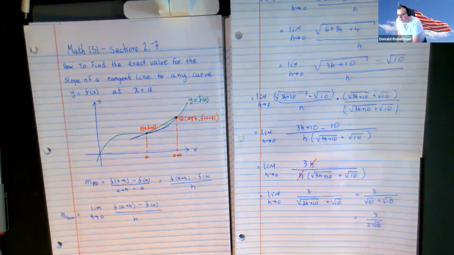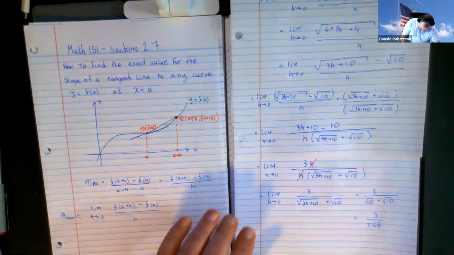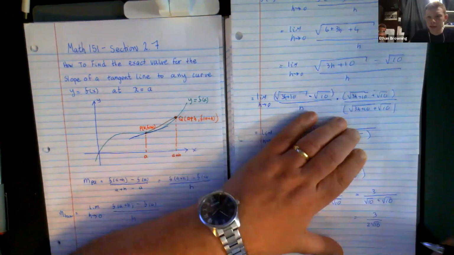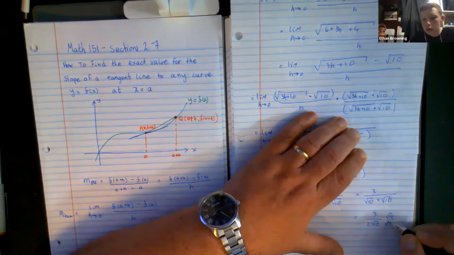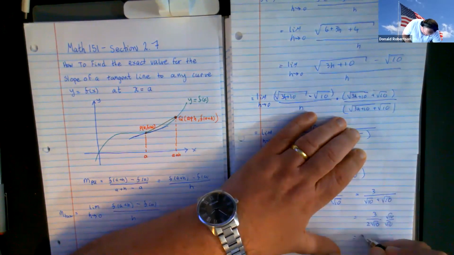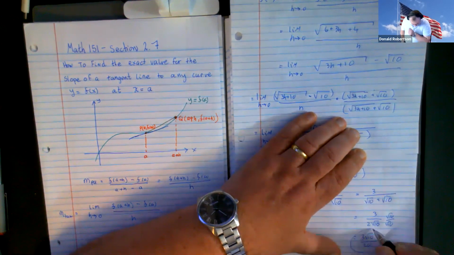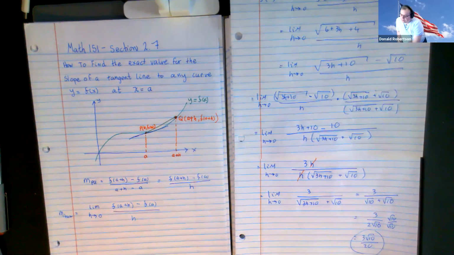Could we make it prettier? What would I need to do to make this look a little bit nicer? Multiply the top and bottom by 2 times the square root of 10. Okay, so what we're going to get is 3 square root of 10 over 20. Yeah, I like that answer. For a numerical answer, that's quite nice. And do you notice it's a bit ugly, but it's a perfect answer to the slope of the tangent line.